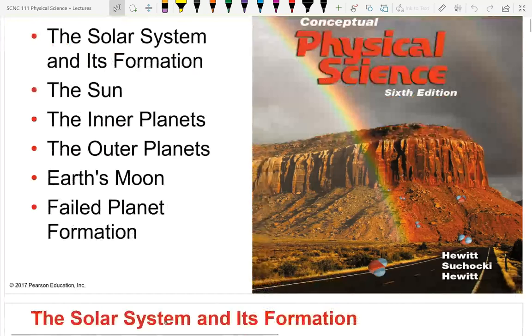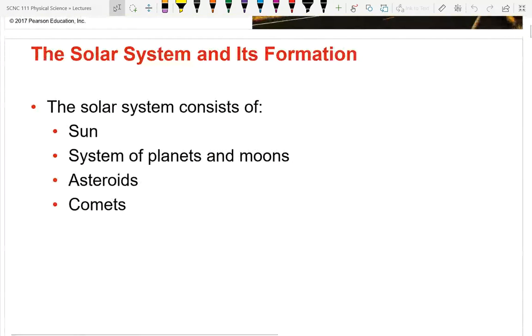So let's get started with astronomy. The solar system is the system of things that orbit Sol, Sol being our sun. It consists of its primary object, the sun, which has the vast preponderance of mass in the solar system.